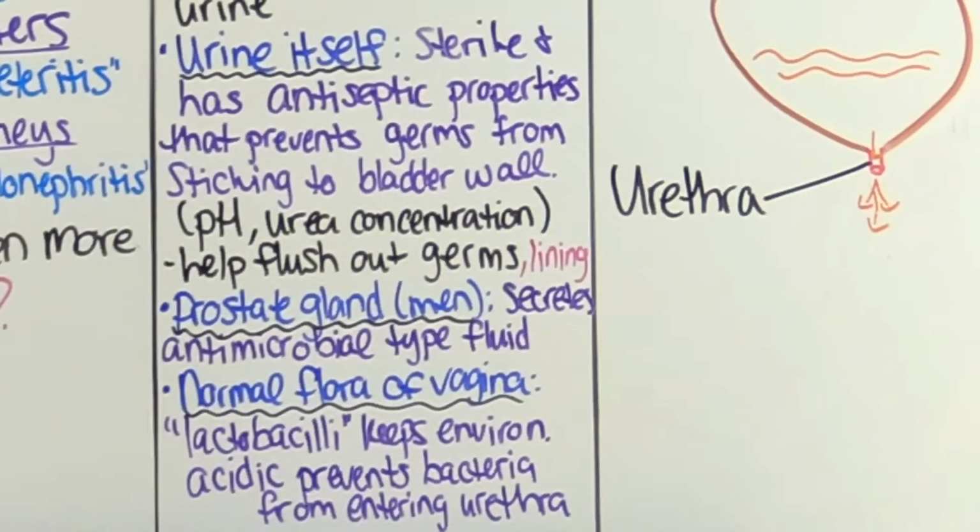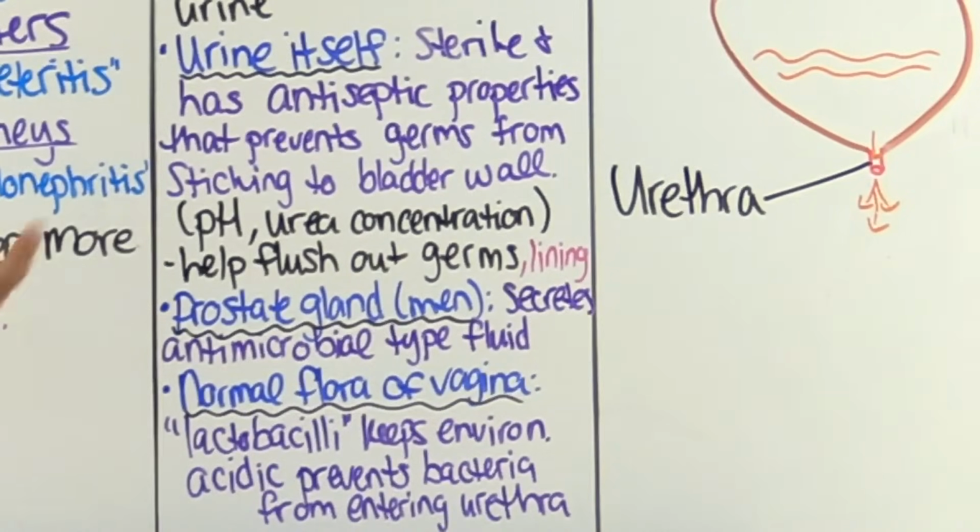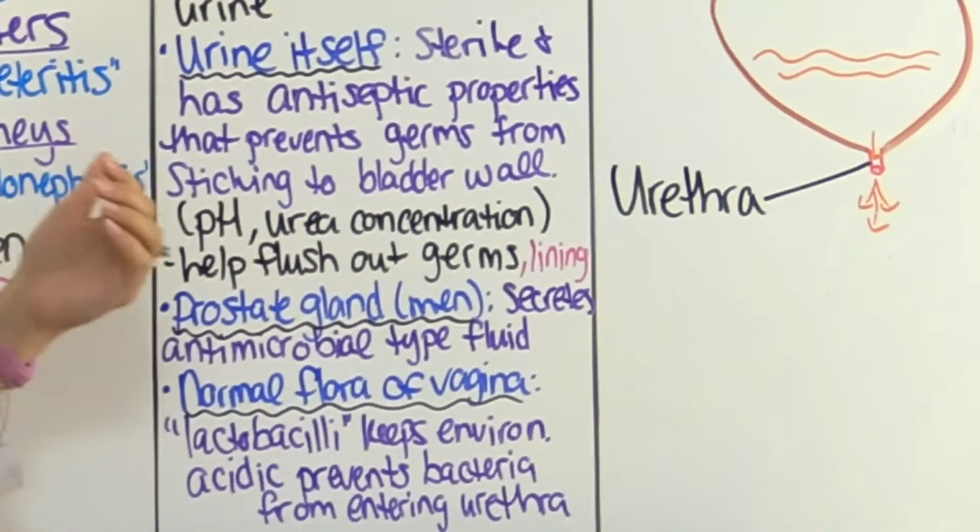Another defense system, specifically in women, is the normal flora found in the vagina. This is really due to a bacteria called lactobacillus, and it helps keep the environment acidic, because the vagina and the urethra are close together. Whenever that lactobacillus is there, if by chance E. coli from the rectum did migrate upward, the lactobacillus can help fight that infection due to the acidic condition, because the bacteria will not live. So that is another defense system that the body has.